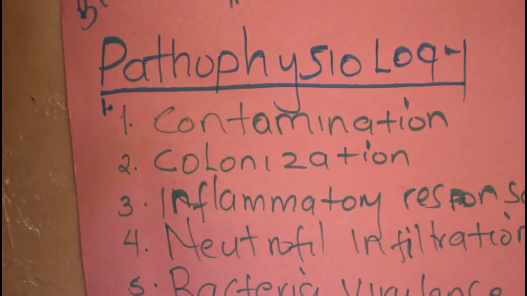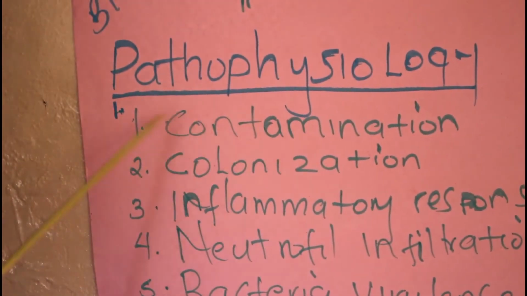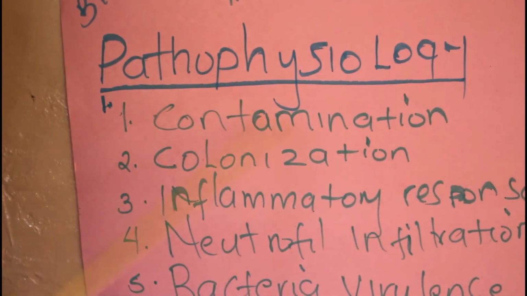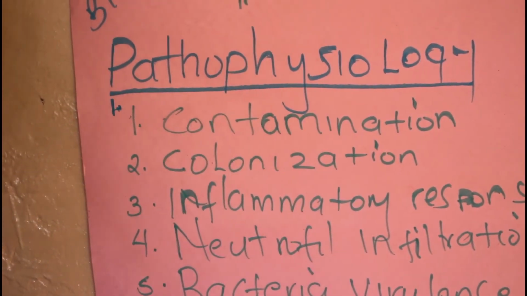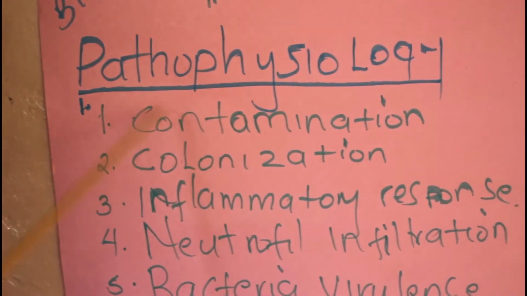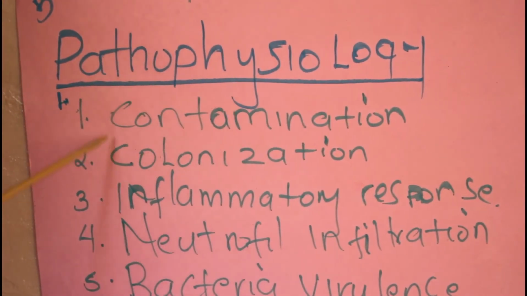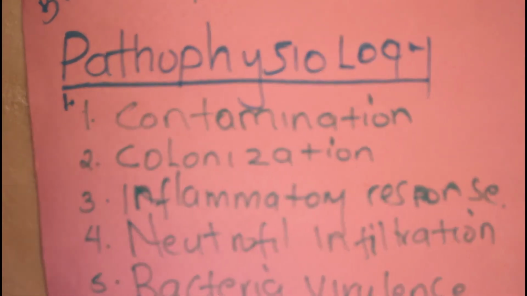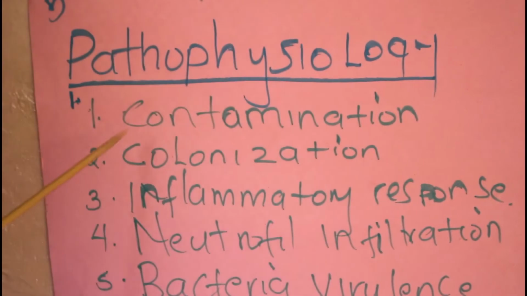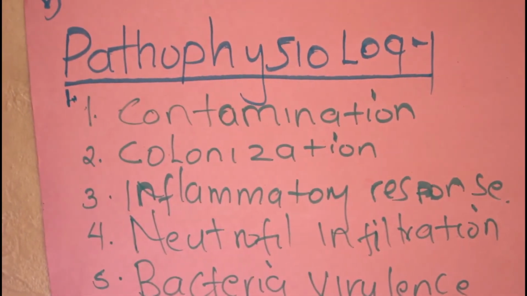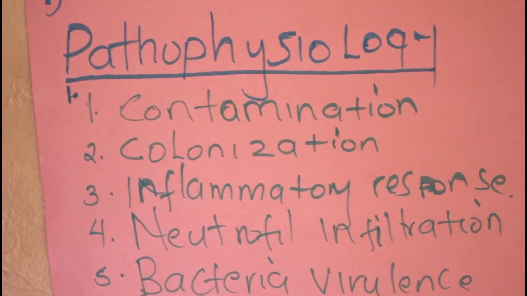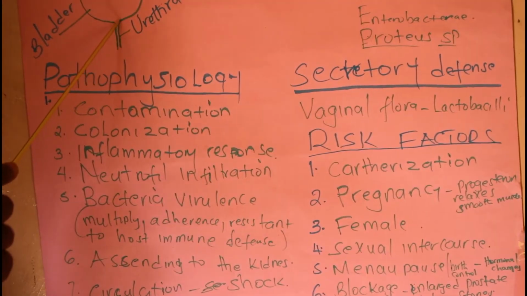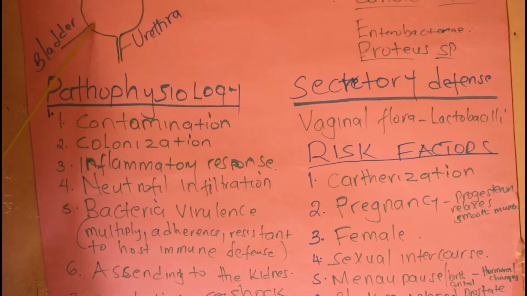For example, ladies, when many people use the same toilet and one of you is infected, others can also get infected through coming into contact with the E. coli, which is either from the fecal matter or the infected urine, into the urethra and finally the bladder.